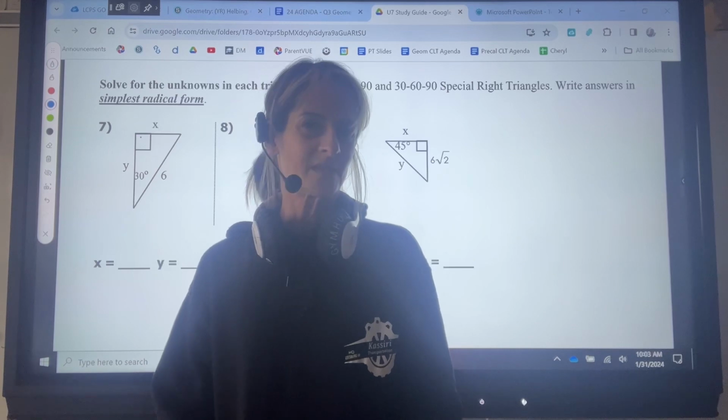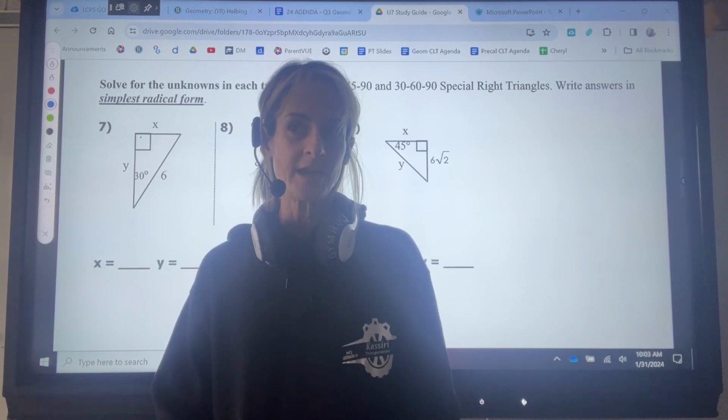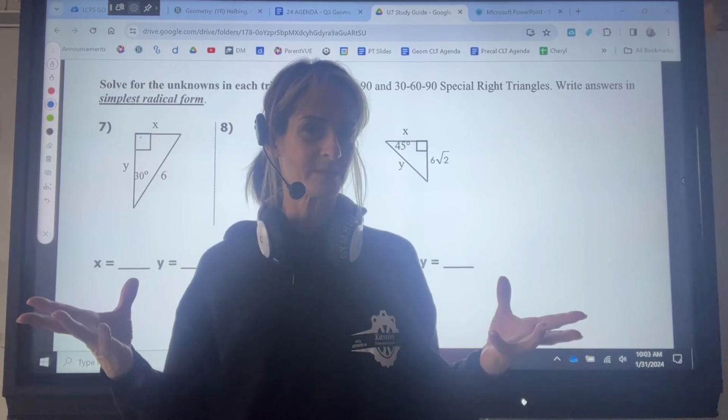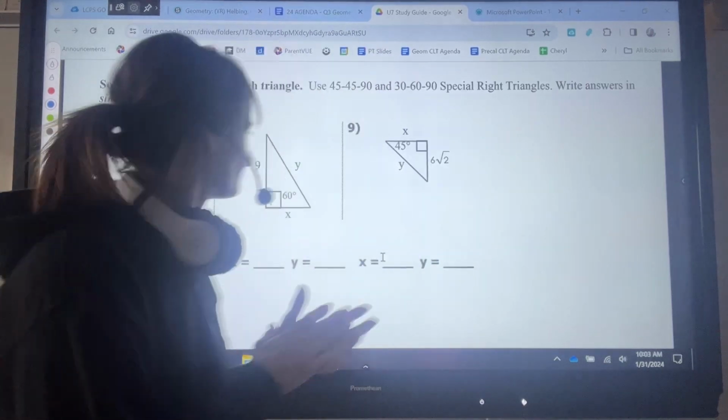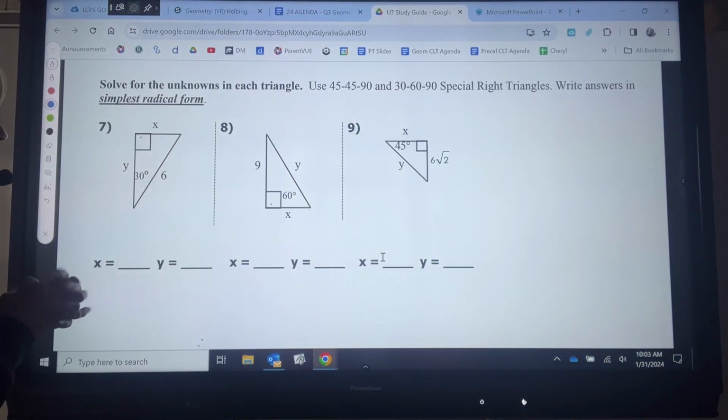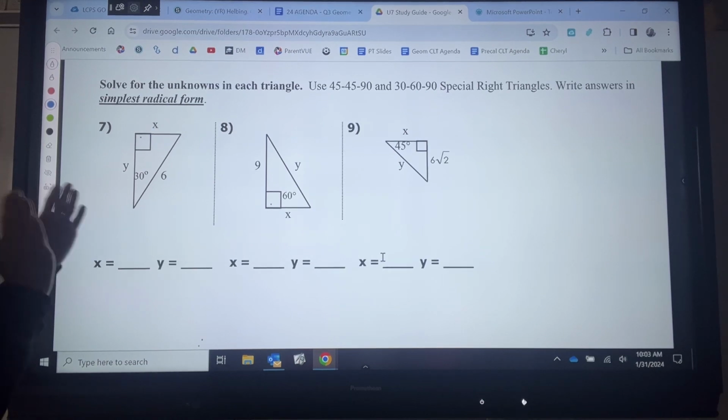We are going to do some special right triangle problems for review. You guys have already tried these problems and we are going to take a look at them together. So, problem number 7. Solve the unknowns in each triangle using 45, 45, 90 or 30, 60, 90 special right triangles.